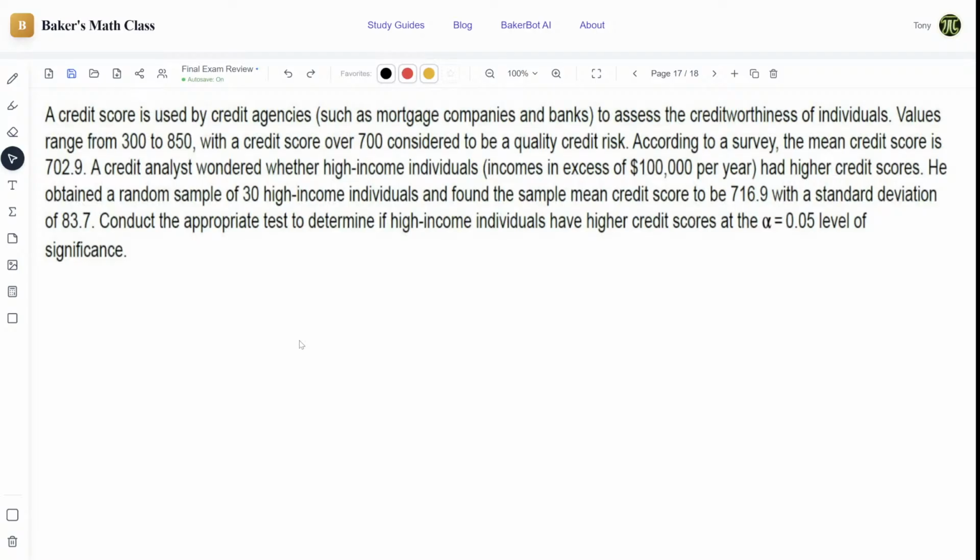Credit scores used by credit agencies to assess credit worthiness of individuals range from 300 to 850, with a credit score over 700 considered a quality credit risk. According to the survey, the mean credit score is 702.9. Credit analysts wondered whether high-income individuals, with incomes in excess of $100,000 per year, had higher credit scores. He obtained a random sample of 30 high-income individuals and found the sample mean credit score to be 716.9 with a standard deviation of 83.7. Conduct the test to determine if higher income individuals have higher credit scores at the 0.05 level of significance.